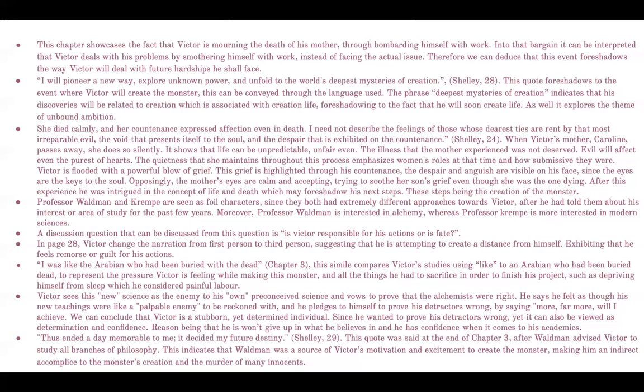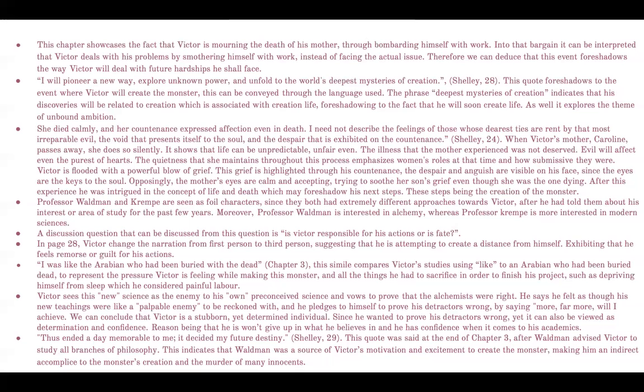Since he wanted to prove his detractors wrong, yet it can also be viewed as determination and confidence. Reason being that he won't give up on what he believes in, and he has confidence when it comes to his academics. So now another quote: "Thus ended a day memorable to me. It decided my future destiny." Basically, this is foreshadowing, because we know from the diction, "my future destiny."